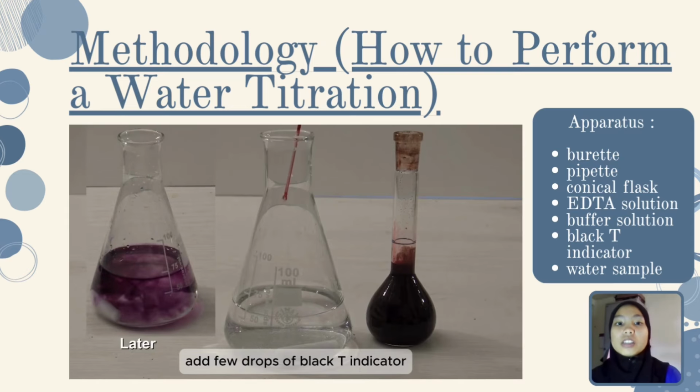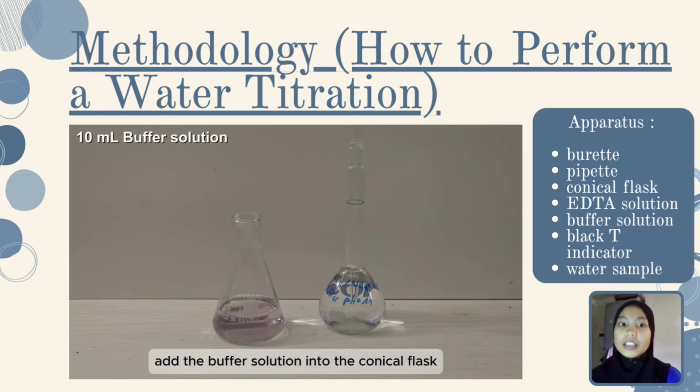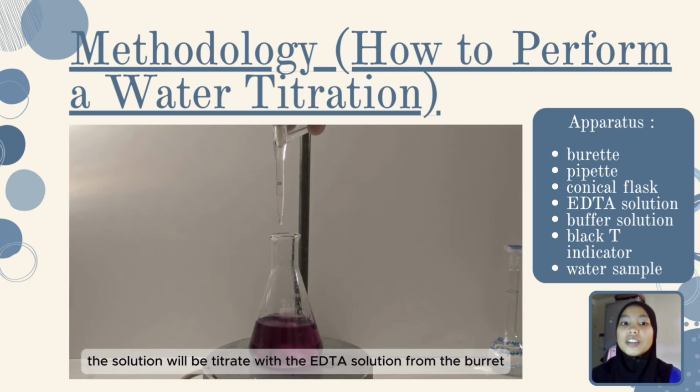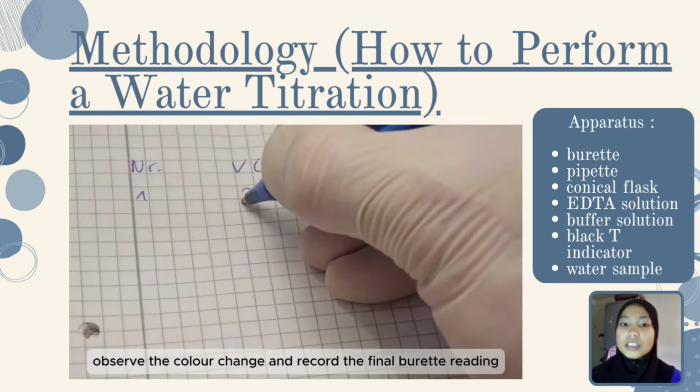Add a buffer solution to maintain alkaline condition. Then, add a few drops of Eriochrome Black T indicator. Titrate with the EDTA from the burette. As you titrate, observe the color change. Record the final burette reading and repeat for 2-3 trials and calculate the mean volume.